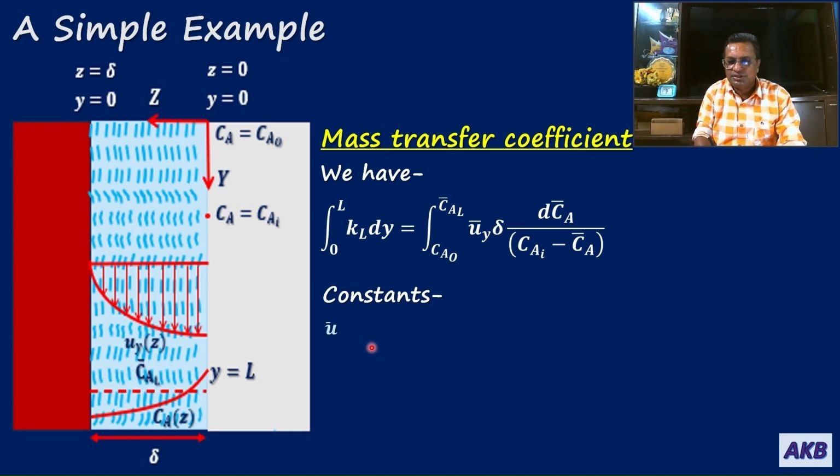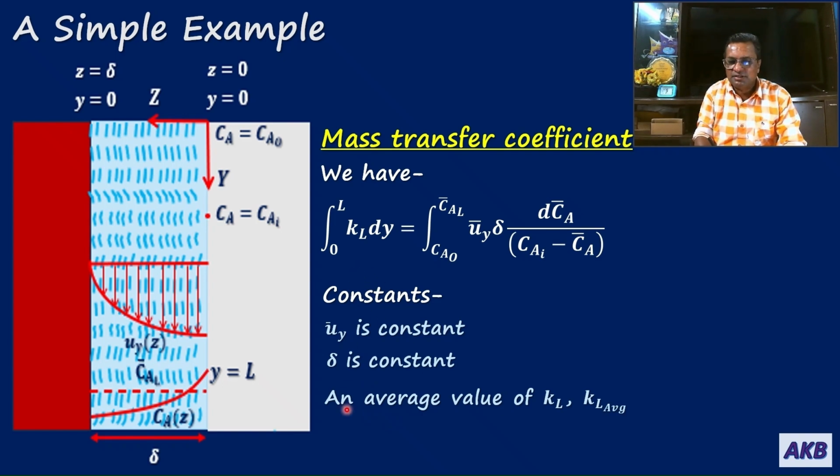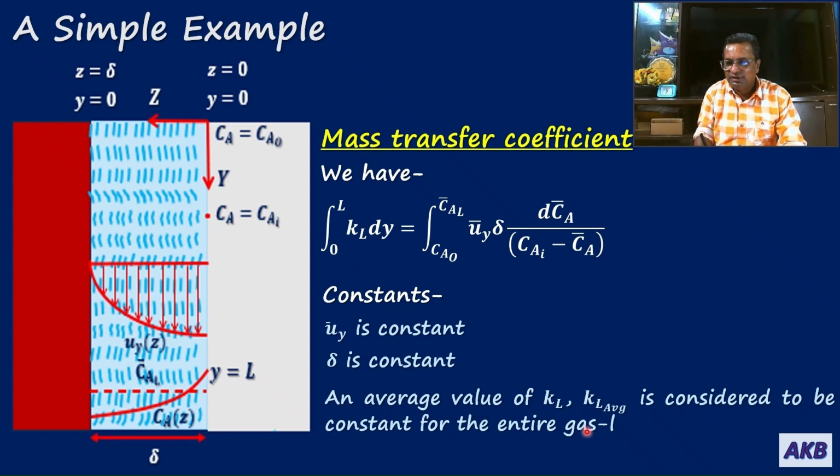Now what are the constants in this case? Uy bar, the bulk average velocity, is constant, delta, the thickness of the film, is constant, and in the case of mass transfer coefficient, an average value of KL, which we will be denoting by KL average, is considered to be constant for the entire gas liquid interface.